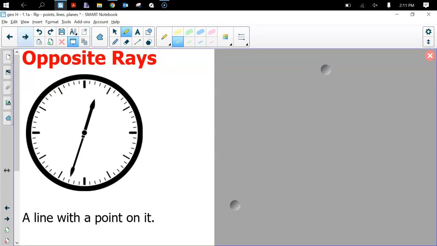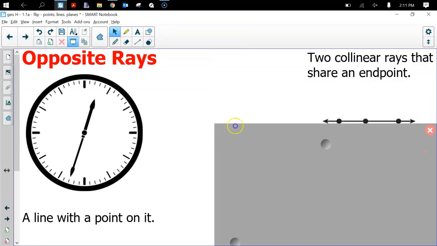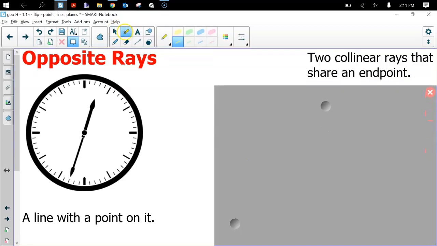All right, then we have a specific type of ray called opposite rays. Now, if you look in this definition, you'll see the importance of vocabulary in geometry because you already have a definition with 3 new words within it. So if you don't know what any of those 3 words mean, then you don't fully understand what opposite rays are. So that's just an example of the importance of the vocabulary. So opposite rays are 2 collinear rays that share an endpoint. So think about what collinear means.